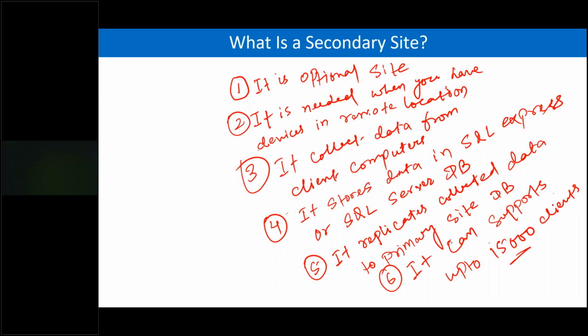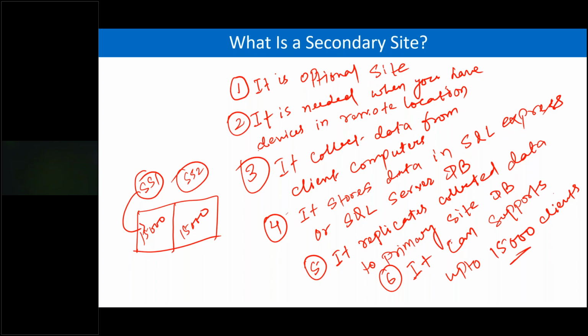Suppose there is a location, Mumbai, and that location has more than 15,000 devices, let's say 30,000 devices. What will you do, guys? Two secondary sites. Yeah, so we will have 2 secondary sites. So 15,000 devices, another 15,000 devices. So we will install 2 secondary sites in Mumbai. Secondary site 1 is going to manage these 15,000 devices. Another secondary site on the same LAN network is going to manage the second set of 15,000 devices. Okay.